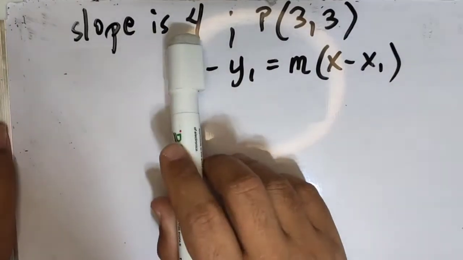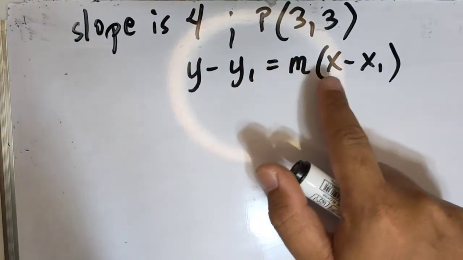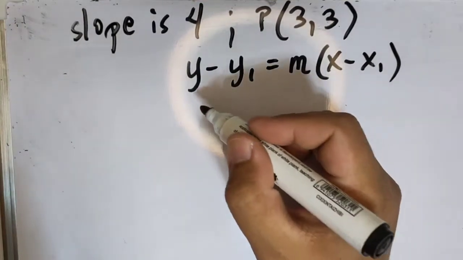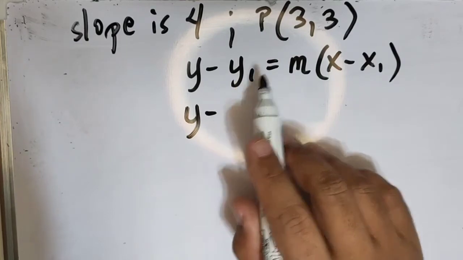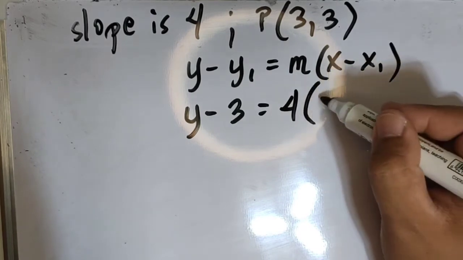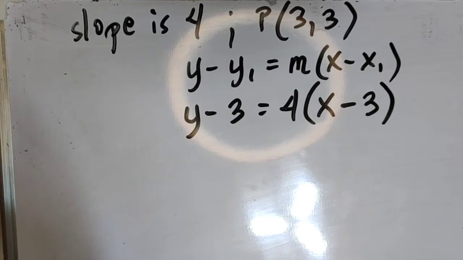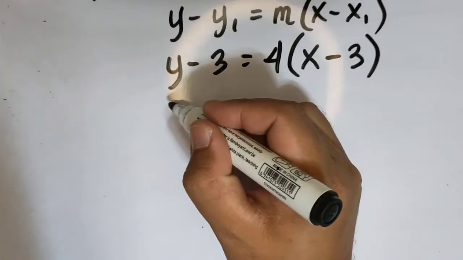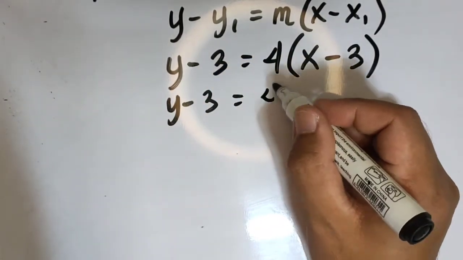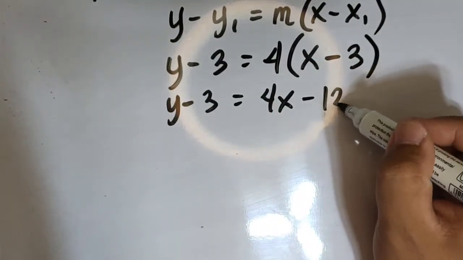Okay? This is our slope. So, m, this, m would be substituted with 4. And then, x sub 1 is 3. And then, y sub 1 is 3 also. Okay? So, we will have y minus, y sub 1 is 3 is equal to m, that is 4. And then, x minus x sub 1, 3. Okay. And then we will simplify. So we have y minus 3. We will distribute this. 4 times x is 4x. 4 times negative 3 is negative 12.